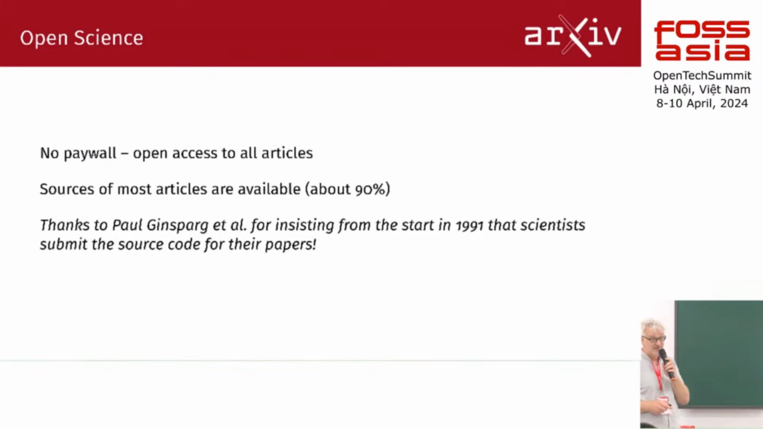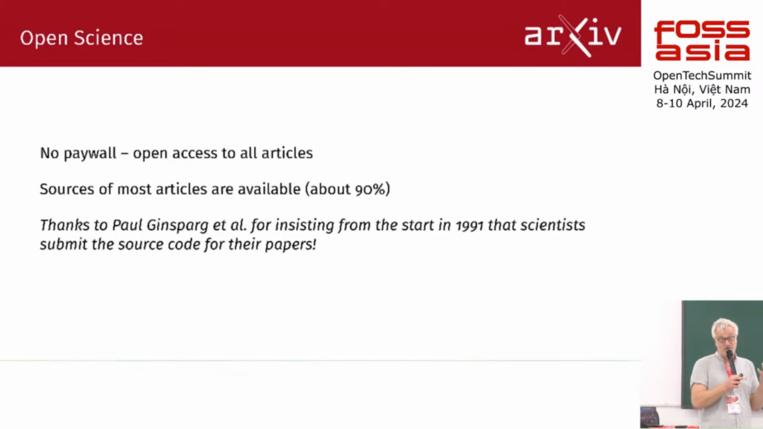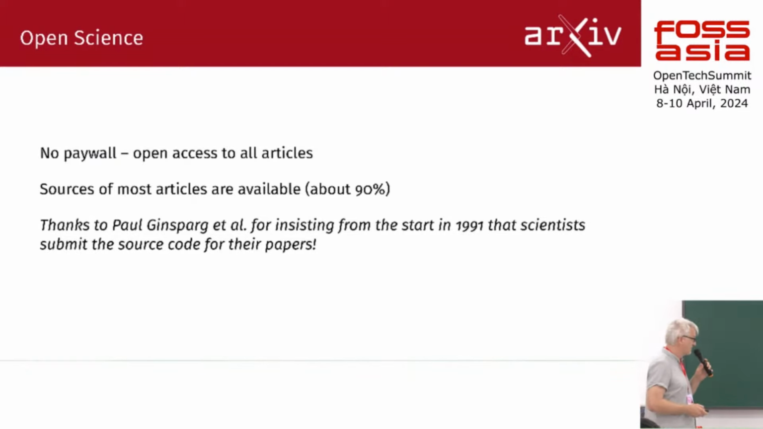And above that, also the sources of all articles. So it's not only the finished PDF, but actually the text sources are available for about 90% of our articles. Considering the 2.4 million, this is quite a lot. That was a decision by the founders of arXiv, Paul Ginsparg and his co-workers. It was a conscious decision back then to request submitters to submit also the TeX code. And that is very helpful, as we will see later, because we can now do things with the TeX code, like convert it to HTML, which with pure PDF would not be possible.